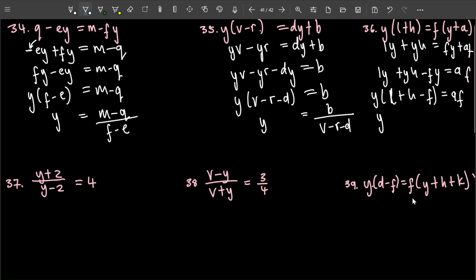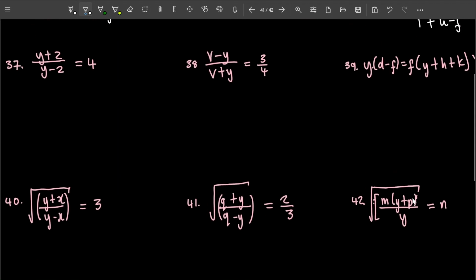Then I'll get Y is equal to AF all over L plus H minus F, because they were in a bracket, so they were multiplying Y. When I take them to the left, they will divide. So it'll be AF over L plus H minus F. Done.